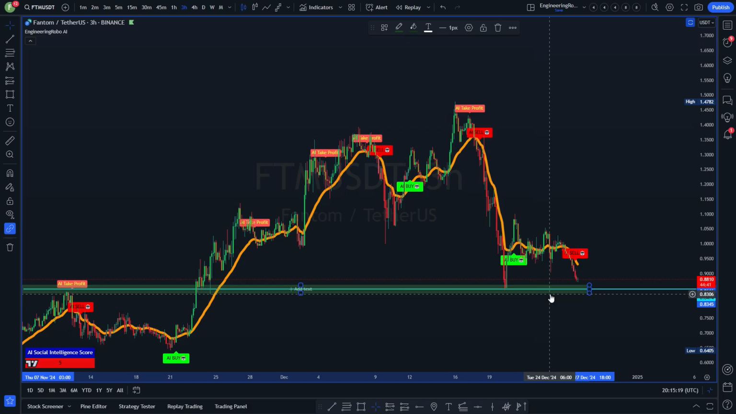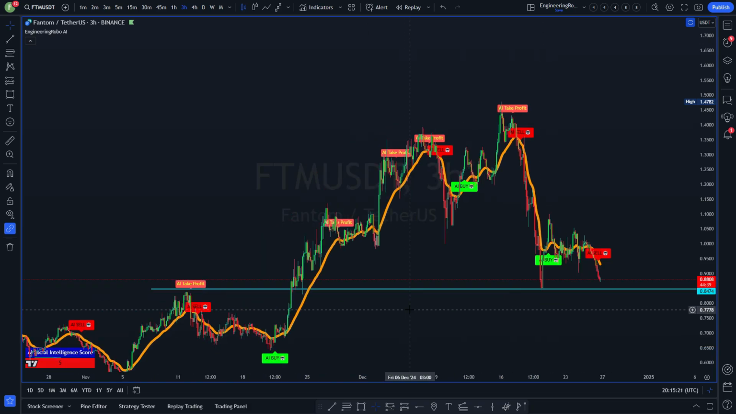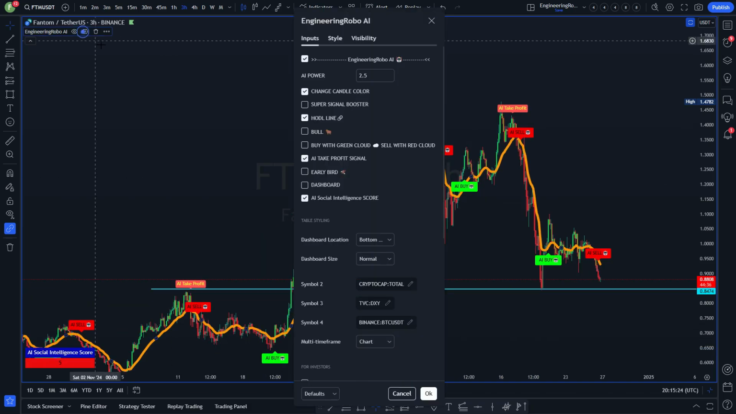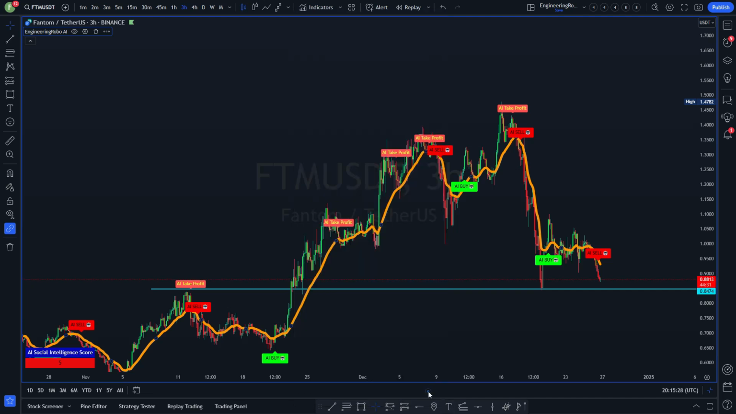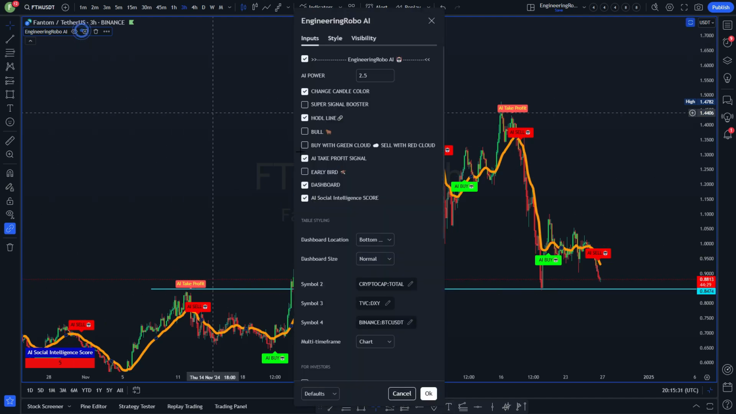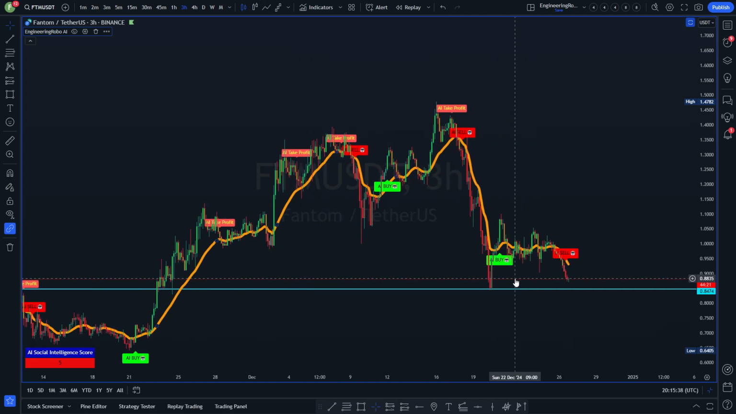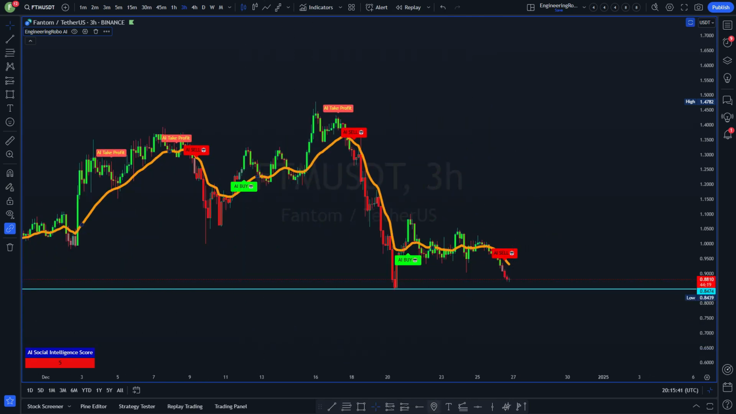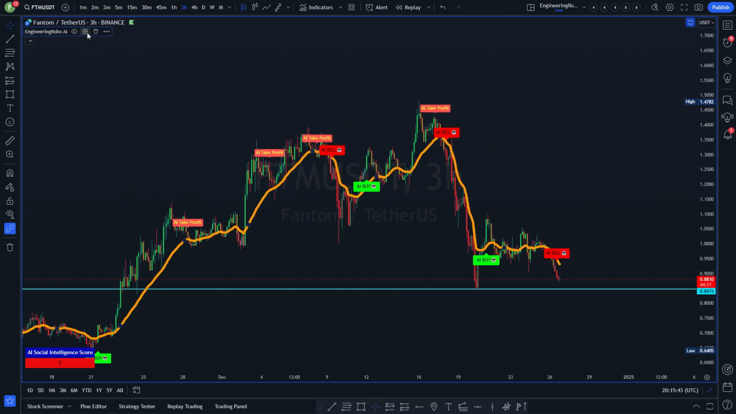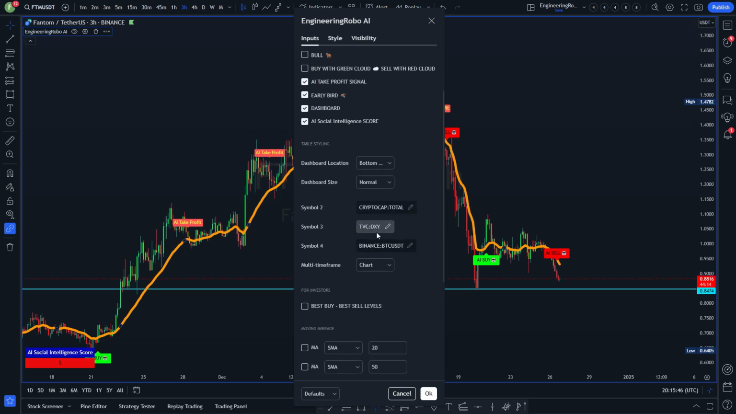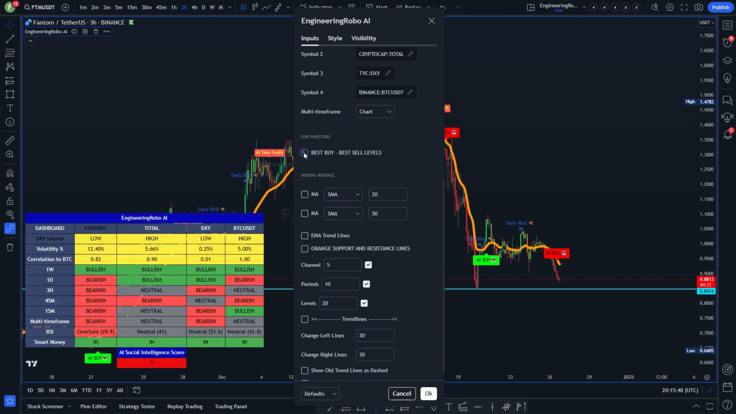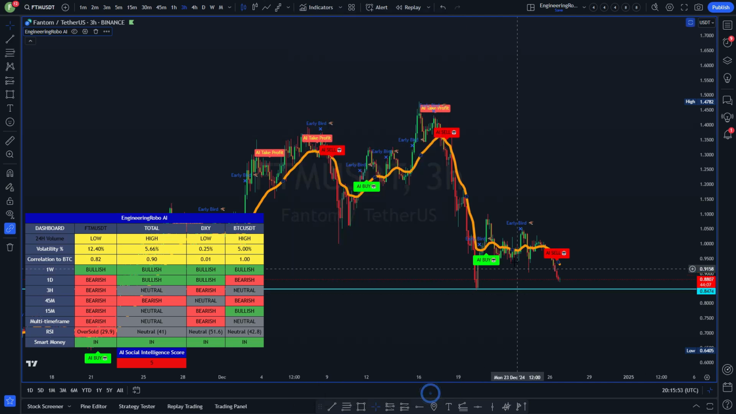It could actually turn right from here within 15 minutes, but I want to see more signals from our Robo AI. Let me bring up the dashboard to see what that is telling us. And in fact, let me just see if there's any early bird signal that we could take. That's always a good one to check. Again, maybe I'll switch on best buy and sell levels, and then the orange support and resistance lines as well.